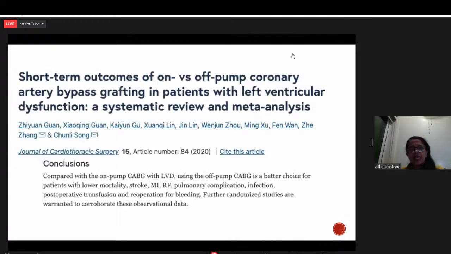In one of the recent articles in the Journal of Cardiothoracic Surgery regarding short-term outcomes of on-pump versus off-pump in patients with LV dysfunction, the systematic review concluded that with CABG in LV dysfunction, if you use off-pump, then all these problems like stroke, myocardial infarction, renal failure, pulmonary complications, infections, post-operative transfusion, reoperation, everything goes down compared to on-pump.